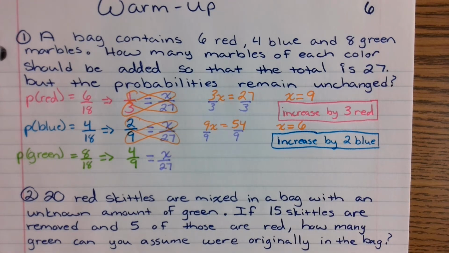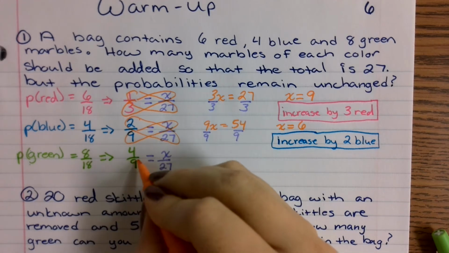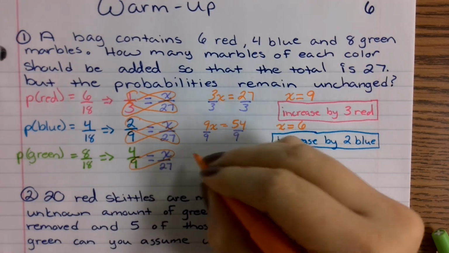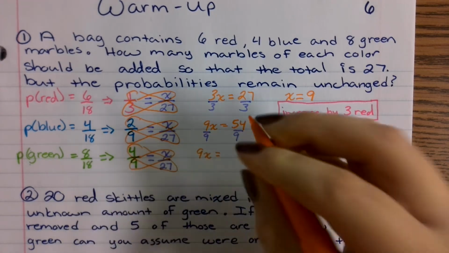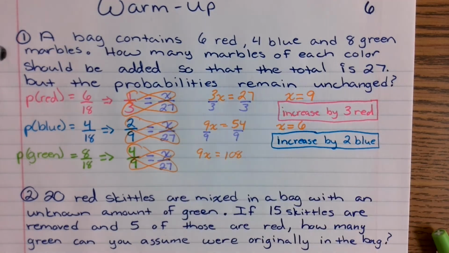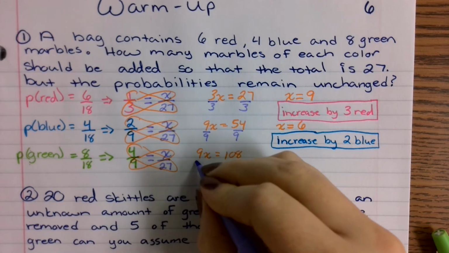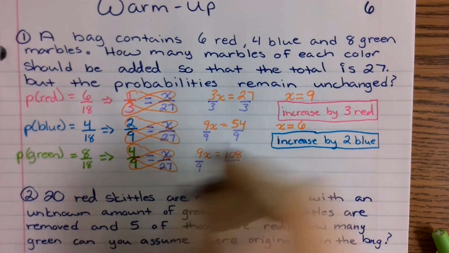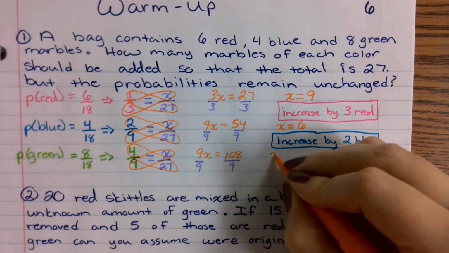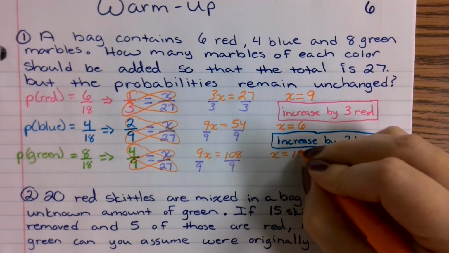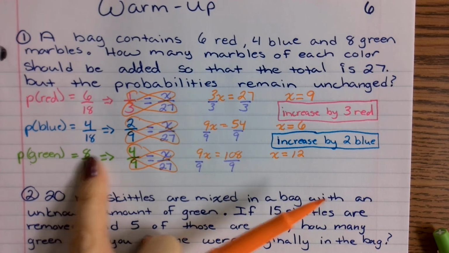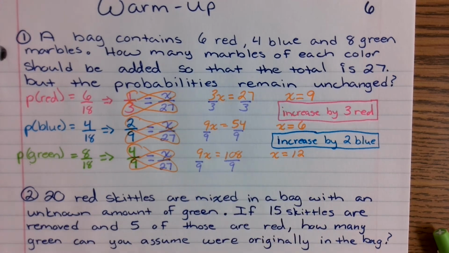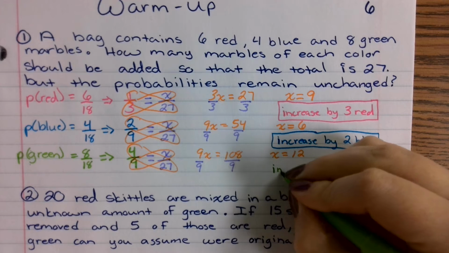Okay, then our last one. We're going to cross product. 9 times x is 9x. 4 times 27 is going to be 108. Divide both sides by 9, and we'll get that we now want to have 12 green. So we're going from 8 green to 12 green. That's an increase of 4.